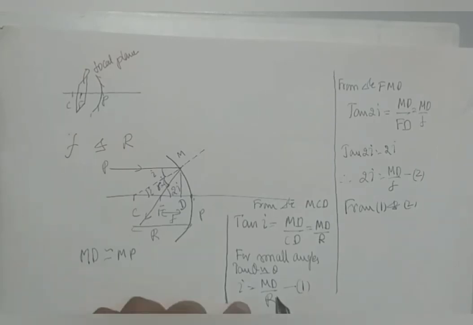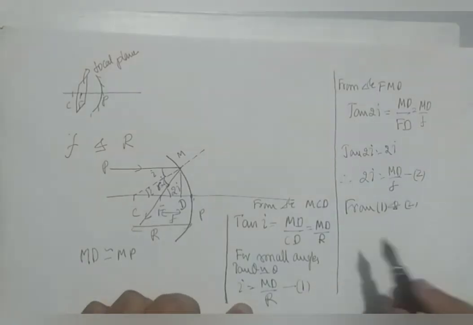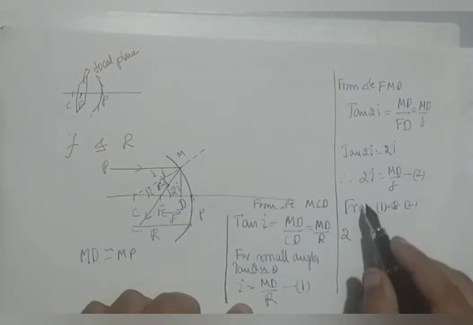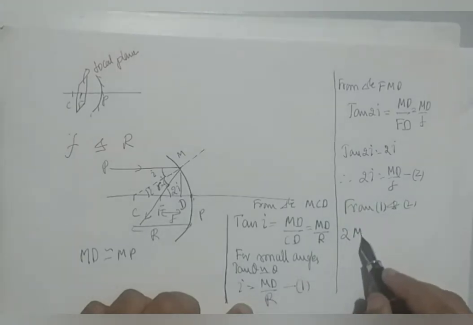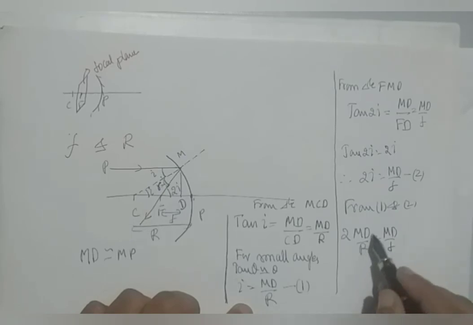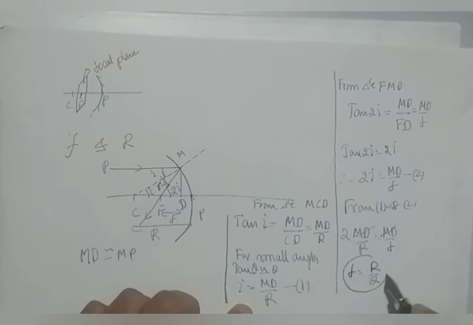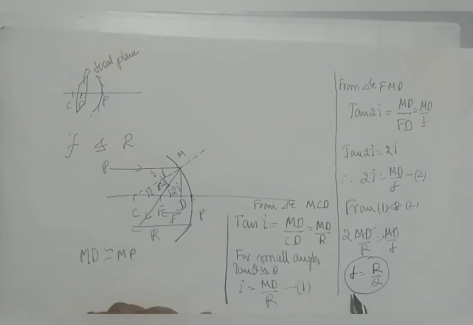substituting for I from 1 into 2, I can write 2 for I, MD by R, and on this side MD by F. So cancel MD there, and by reciprocating it, F equals R by 2. Observe the relation between the focal length and the radius of curvature is this, F equals R by 2, and it is valid for mirrors only.